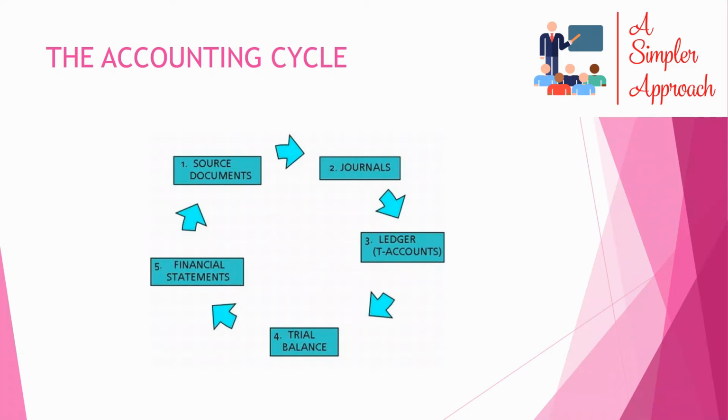The entire accounting process is summarized right here. The accounting cycle. Number 1, you have source documents. Number 2, you have the journals. Number 3, the ledger or T accounts. Number 4, the trial balance. And number 5, financial statements. We're going to look at each of these in a more detailed way.